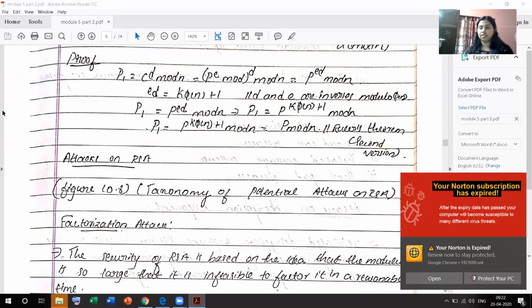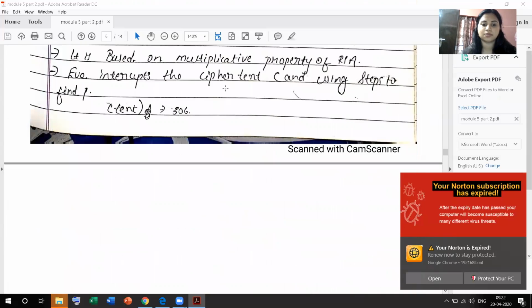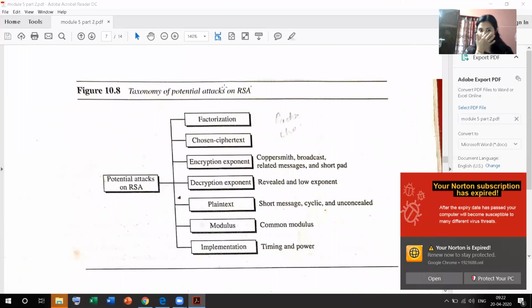Next, we have to discuss the attacks on RSA. We have a figure. The main potential attacks on RSA are the factorization attack, the chosen ciphertext attack, and attacks on the encryption exponent, decryption exponent, plain text, modulus, and implementation.